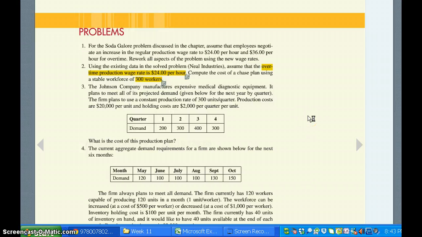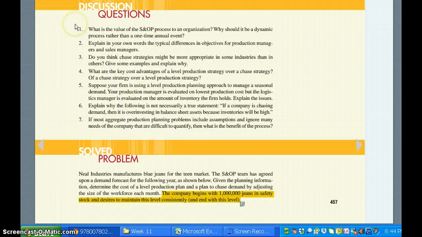So key pieces of information from the problem are that the overtime production rate is $24 per hour, and they're going to maintain a stable workforce of 300 workers. Pages 457 to 459 of your text give you the solved problem Neo Industries information, and key information that you'll need for problem 2 are the fact that the company begins inventory with 1 million jeans in safety stock, and they want to keep inventory levels consistent so that they have ending inventory of 1 million pairs of jeans.